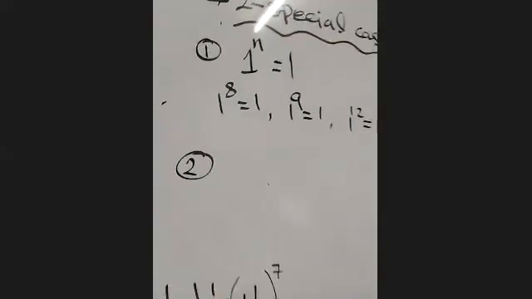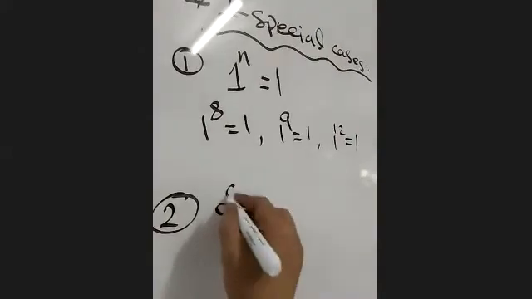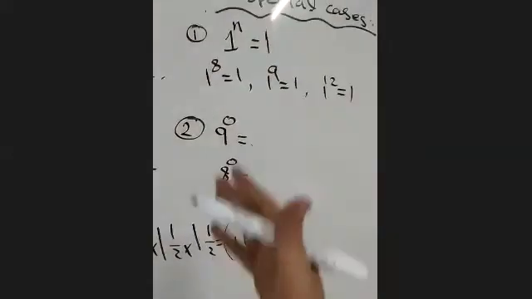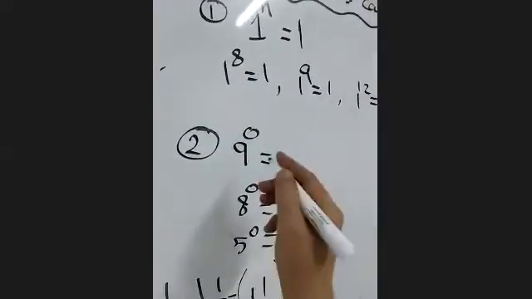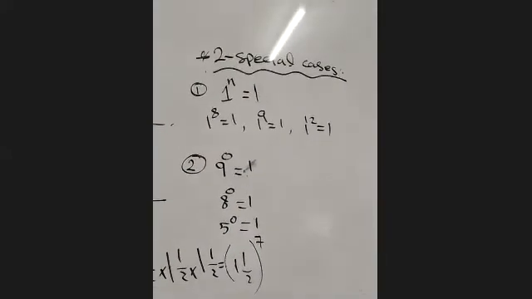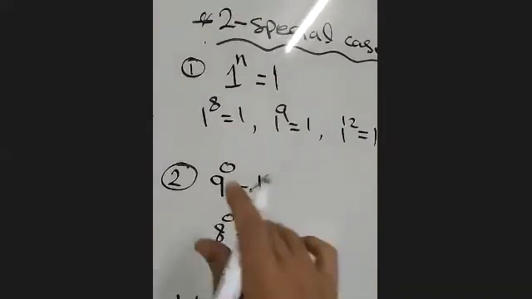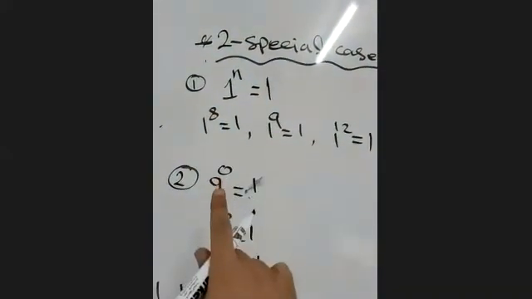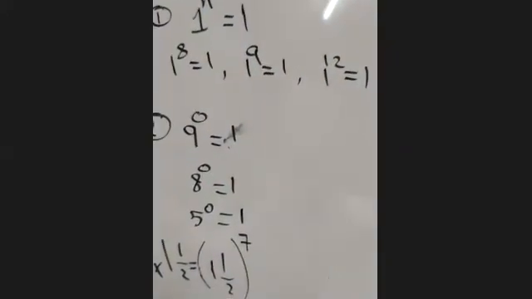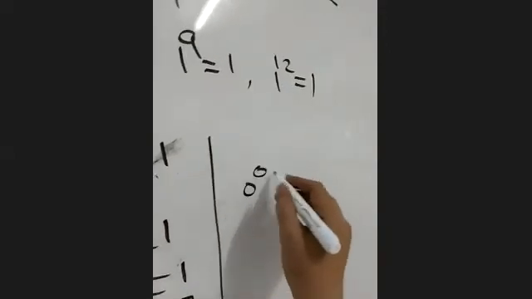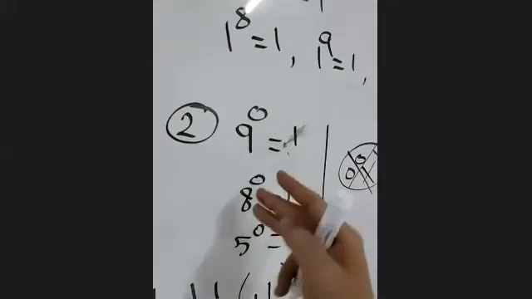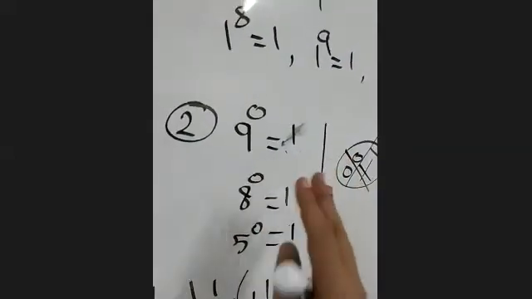The second one, guys: any number to the power 0, any number with exponent 0, is always 1. So we have 2 special cases: a number to the power 0 is always 1, and 1 to any number is always 1 also. Except 0 to the power 0, which does not exist in math, so it is not valid. But any number other than 0 to the power 0 is always 1.